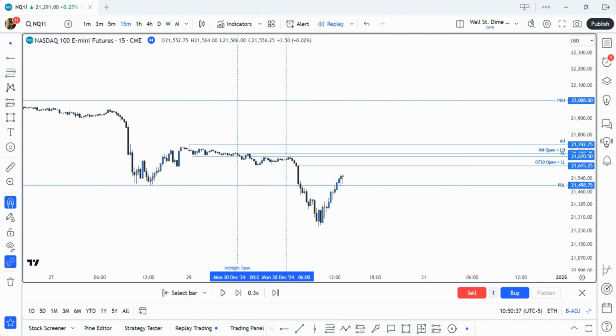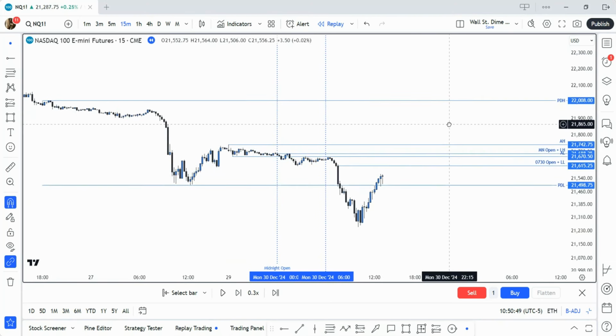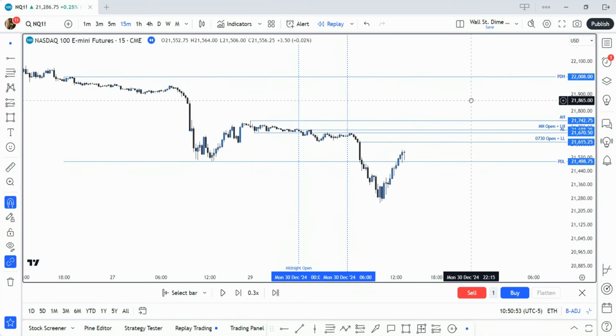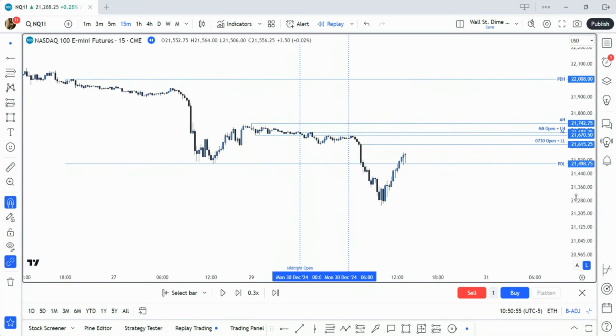So let's talk about what we learned here. We learned how to fully mark up our NASDAQ futures chart in preparation for the New York trading session. It opens at 9:30 a.m. and personally, I'm trying to be done by 11 a.m. And so we learned how to do those markups to mark out our time-based liquidity, like previous day high, previous day low, the Asia session, the London session, the highs and lows of those sessions.